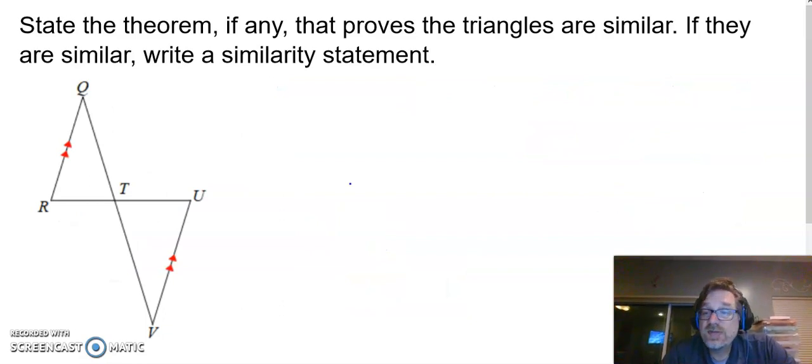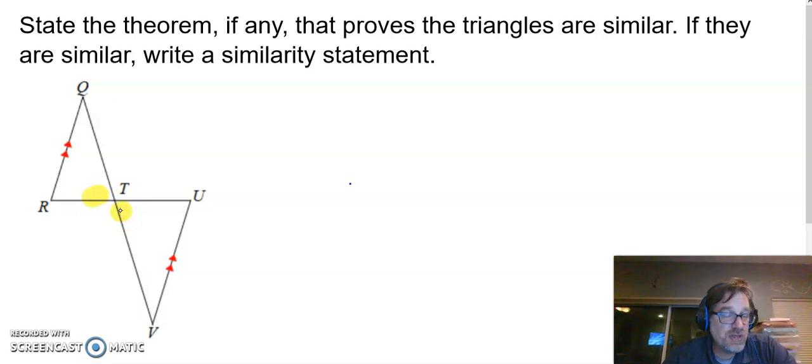So let's take the theorem, if any, that proves these triangles are similar, and then we're going to write a similarity statement. What I noticed right off the bat is I don't have any angles marked and I don't have any sides marked. But I do have vertical angles. So I'm going to get out my colors. Boom, boom. Those two angles are the same because they're vertical.